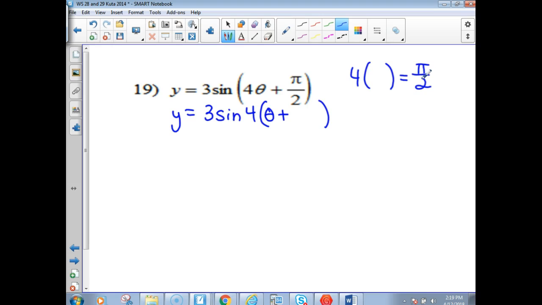So I say, well, 4 times something is going to give me pi over 2. Obviously, it's got to have pi in it, right? And what would 4 have to divide into to get me a 2? So I need an 8 down here, because 8 divided by 4 is 2. You see how this would now reduce to this? Okay, so this is pi over 8.